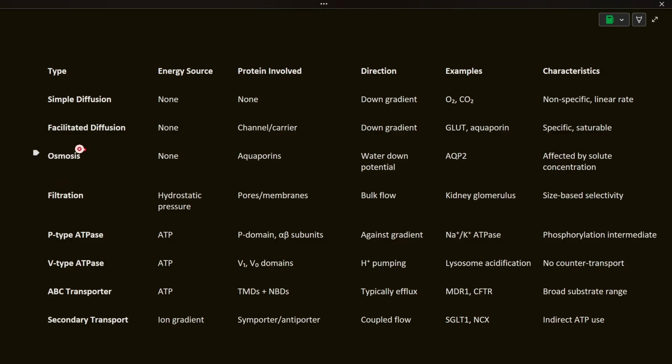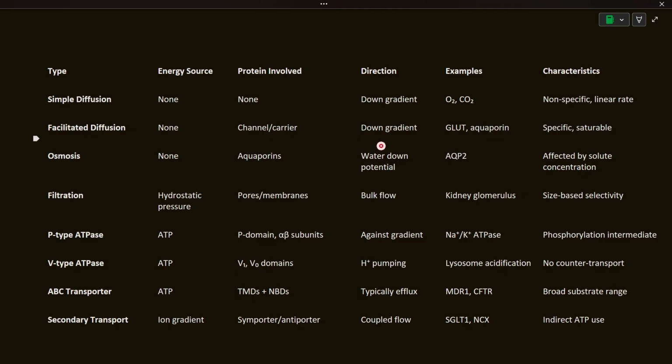If the movement of solvent molecules such as water occurs, that is what we refer to as osmosis. Again, it does not require energy because it is a type of passive transport. The proteins involved are the aquaporins. The direction of movement of the water molecules or solvent molecules is from the low solute potential towards the high solute potential, which is also referred to as the water potential gradient. Means the water is going to move from its higher potential to its lower potential.